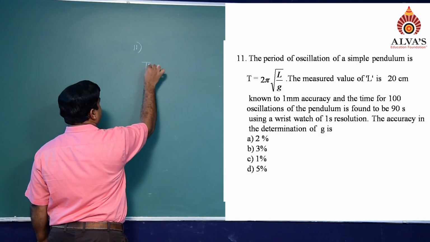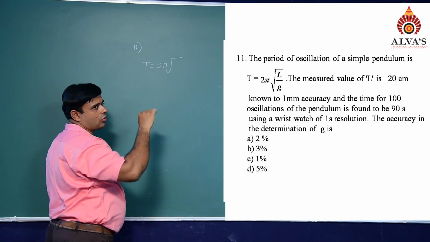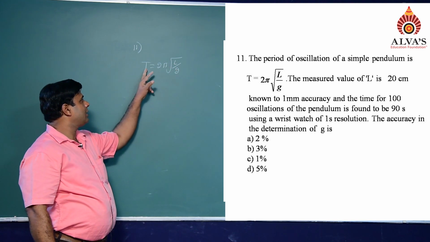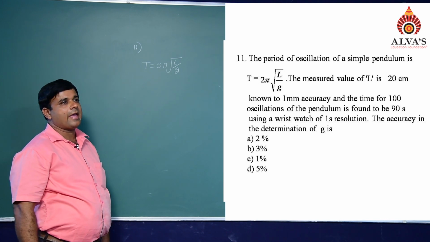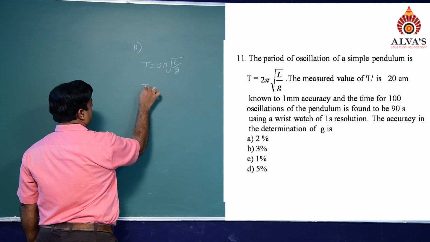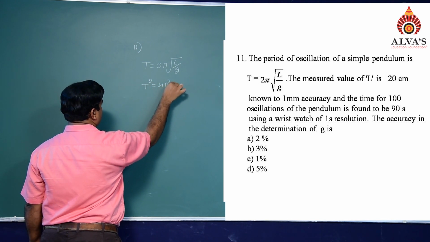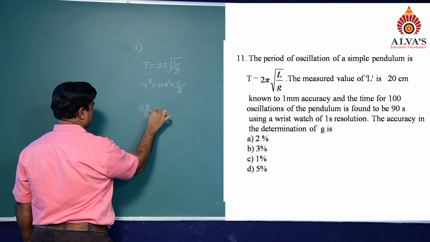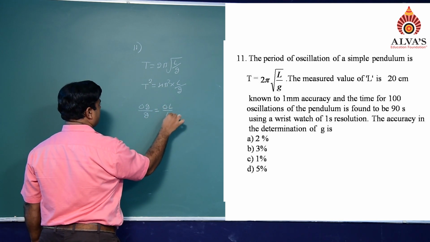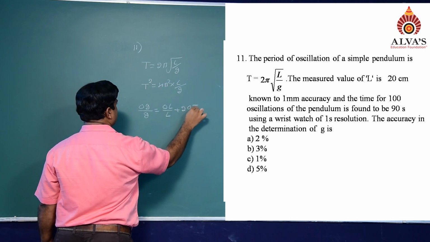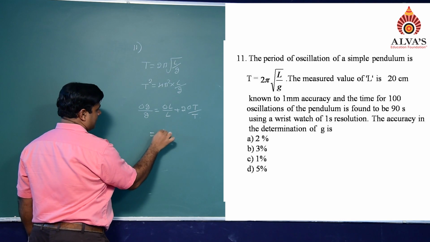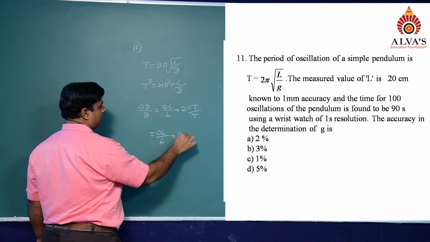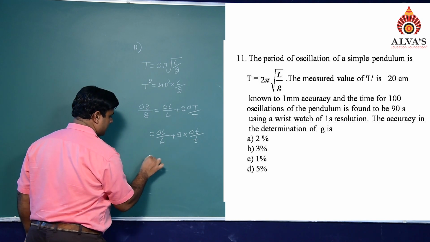In this question, time period is equal to 2 pi root of L divided by g. When there is error in the measurement of L and T, there is error in the measurement of g. You have to calculate accuracy in the determination of g. Squaring both sides, T square is 4 pi square into L by g. From this formula, delta g by g is equal to delta L by L plus 2 times delta T by T. Time period is not given but is proportional to time. So, delta T divided by T.